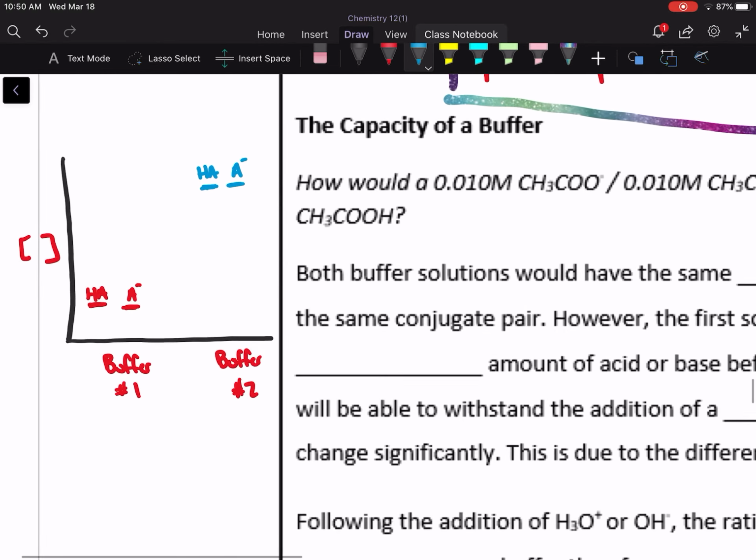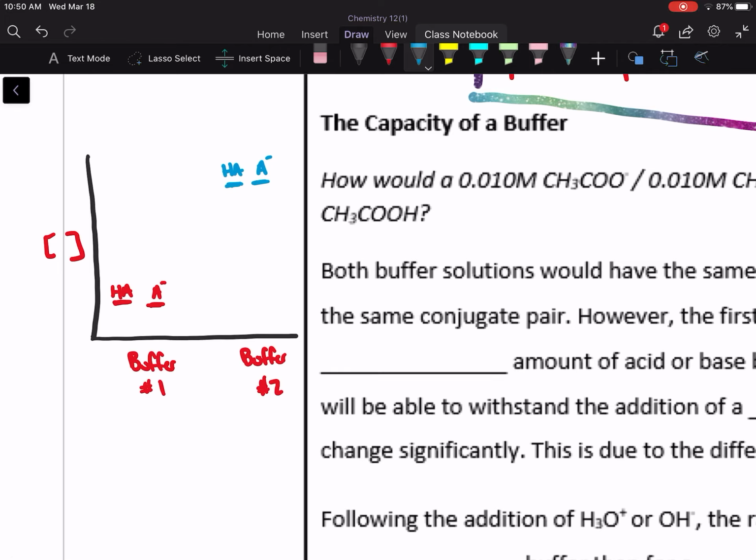I've created this little chart to represent this situation. In buffer 1, I have equal amounts of acid and conjugate base, but the concentrations are quite a bit lower than the second buffer, which also has equal concentrations of the same conjugate pair, but at a higher amount. That means that with the first buffer, I can add a relatively small amount of acid or base before the buffering components are consumed.